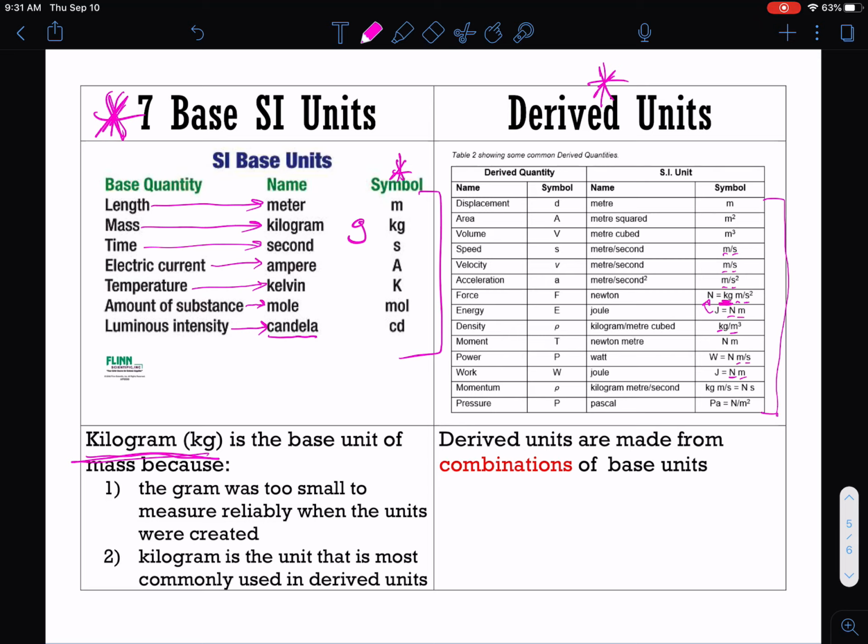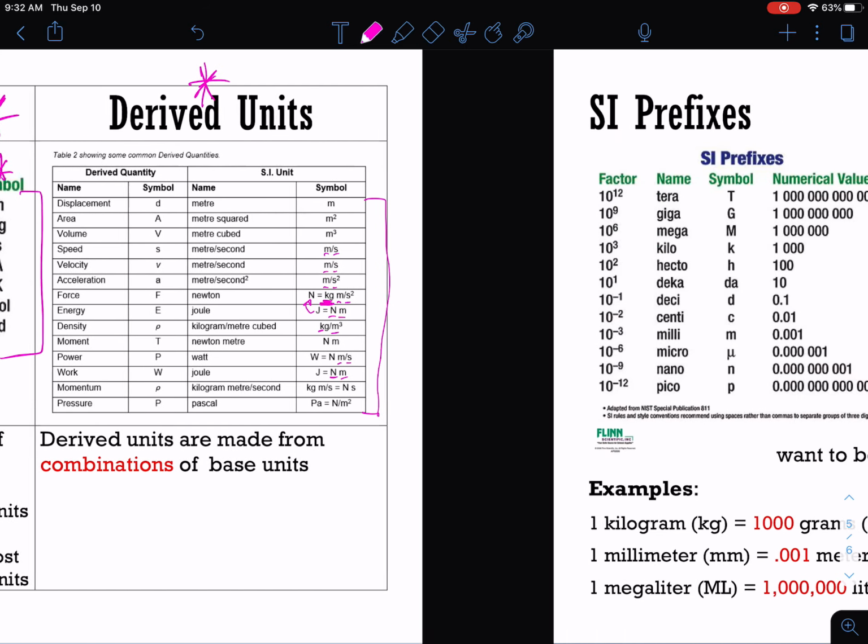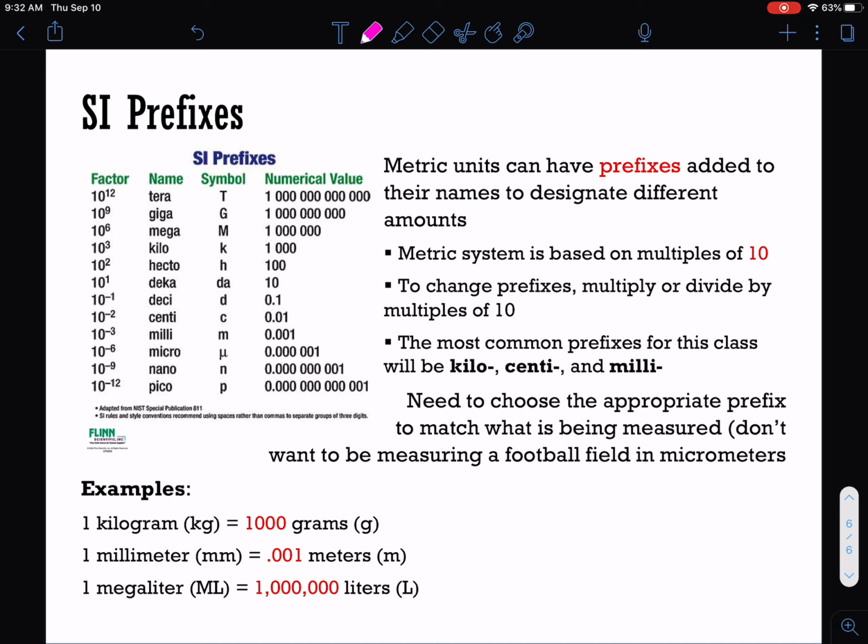Be able to identify or differentiate between the two. And the best way to do that is memorize what the base units are and then look at a derived unit and say that's not one of the 7 base. So it can't be that. It must be a derived unit. Or if there's more than one of the 7 base units.